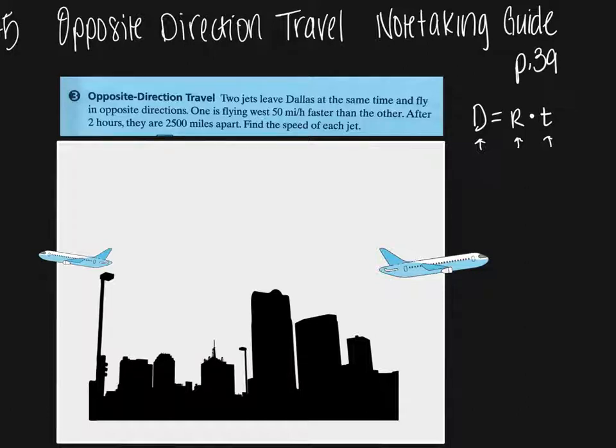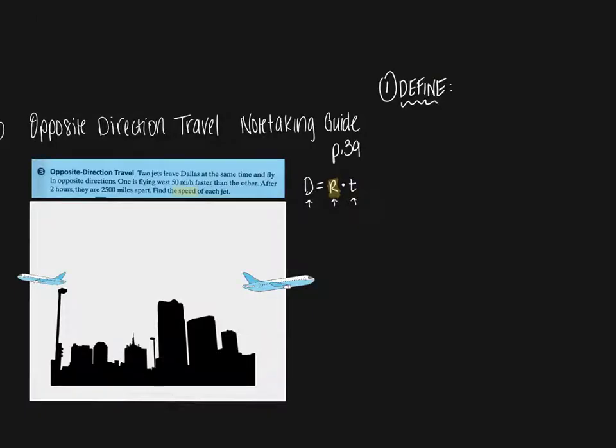Okay, so I'm going to take my highlighter and I want to really highlight what I'm looking at. I'm looking to find speed. So if I'm trying to find the speed that each jet is moving, that's my R over here. So if I need to find my speed, then hopefully I know distance and time. Let's see what we've got to work with. So I need to define my variables. I'm again going to end up using this formula here.